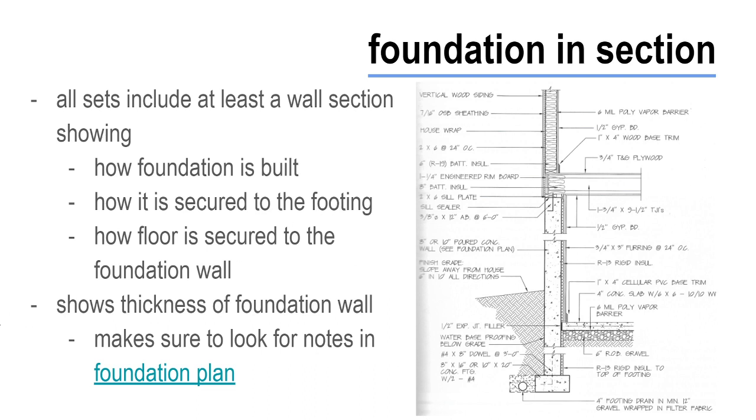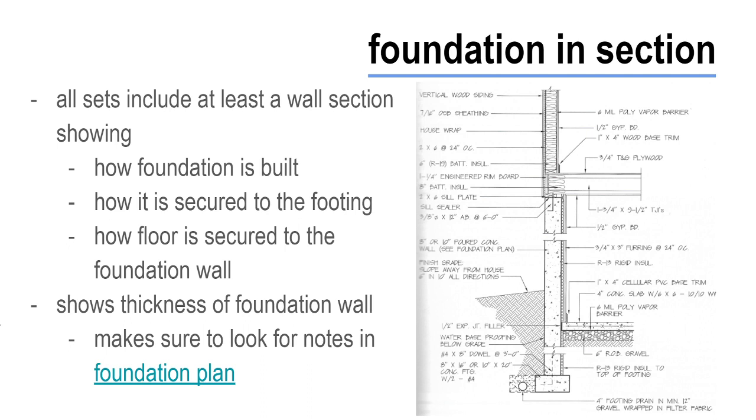All of your drawing sets are going to include at least a wall section showing how the foundation is built, how it's secured to the footings, and any special construction on top of the foundation wall. Although a typical wall section may indicate the thickness of the foundation wall, you should still carefully check around the entire wall of the foundation plan to find any notes indicating varying thicknesses. For example, if I needed to support a fireplace above, I may have a thicker foundation wall to help accommodate that.